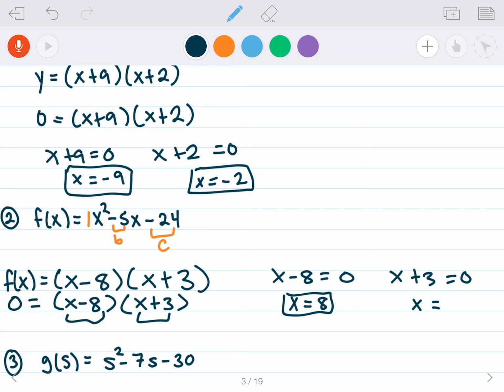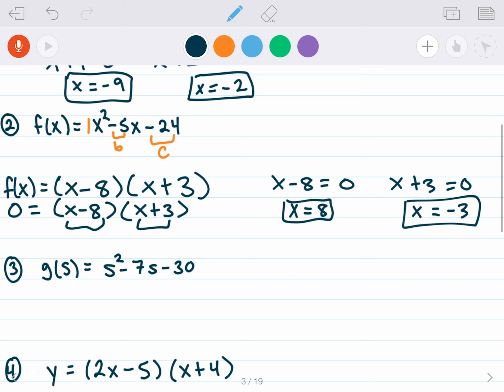Subtract 3 from both sides to give me x equals -3. And those are my zeros. Those are my x-intercepts. All right, let's look at number 3.